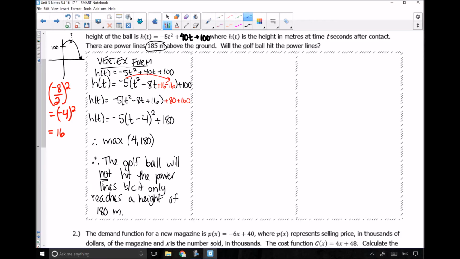All right, fantastic. That's one option. The next option is to put it in factored form. So what I'm going to do is I'm going to take a look at my initial equation. So h of t equals negative 5t squared plus 40t plus 100.